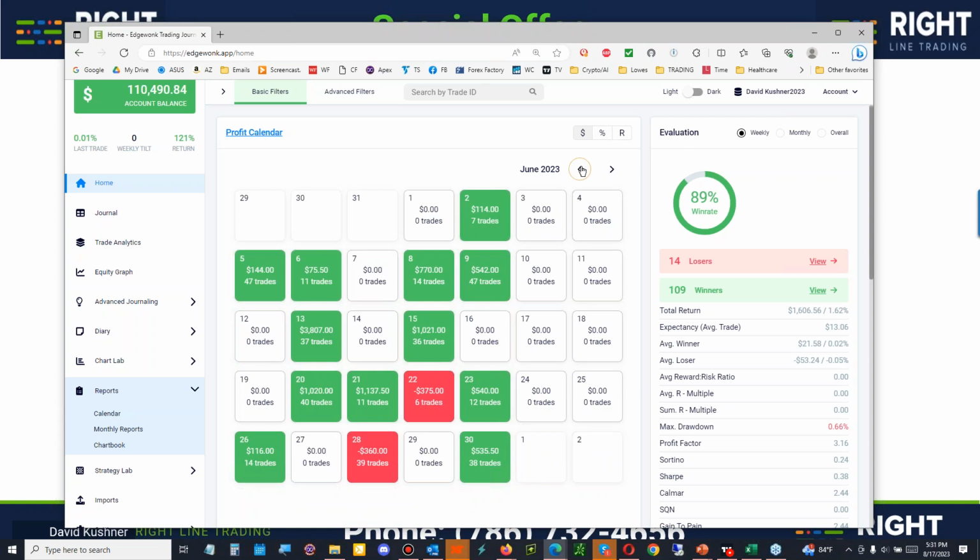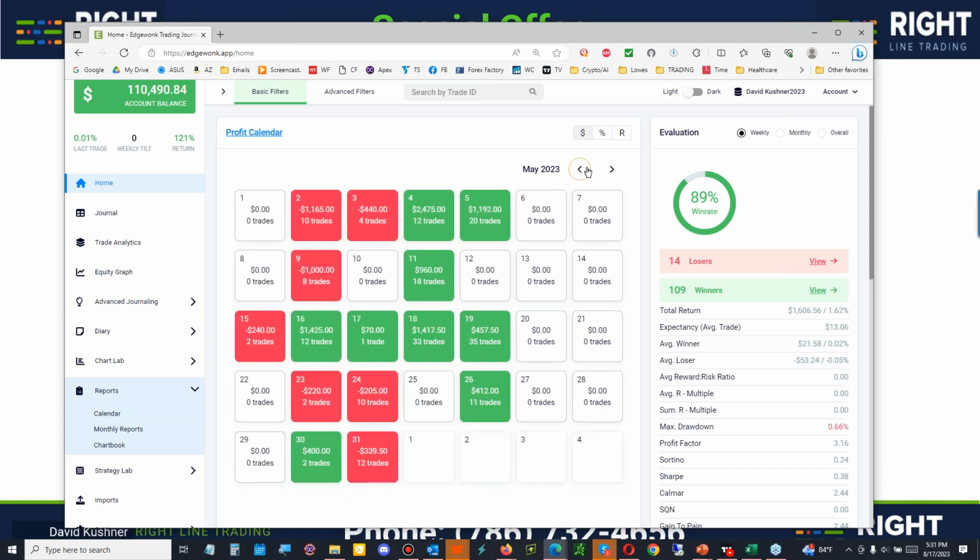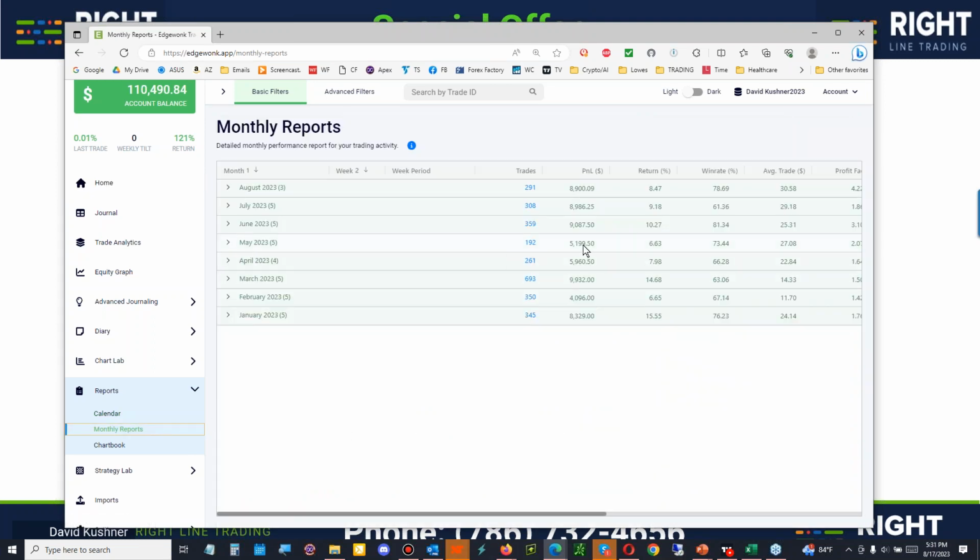Here are some other months. Look at this in June. We didn't trade 1, 2, 3, 4, 5, 6, 7, 8 days, and we only had 2 losing days in June, one for 375 and one for 360. May, right? We didn't trade 1, 2, 3, 4, 5, 6, 7 trading days. Look what we did in May, 5,200, and we didn't trade almost half the month.